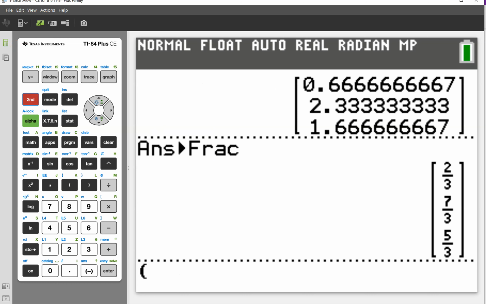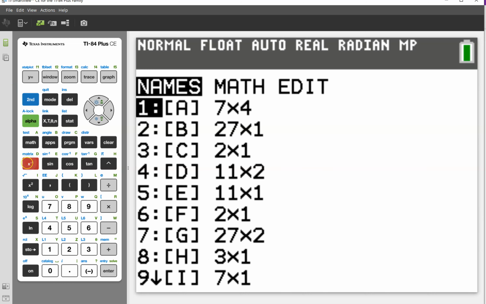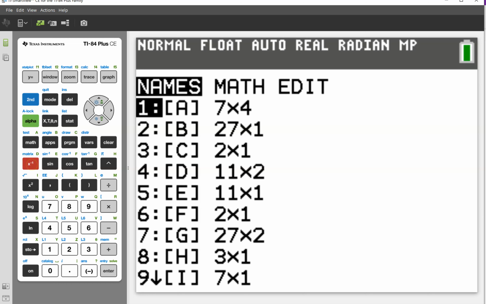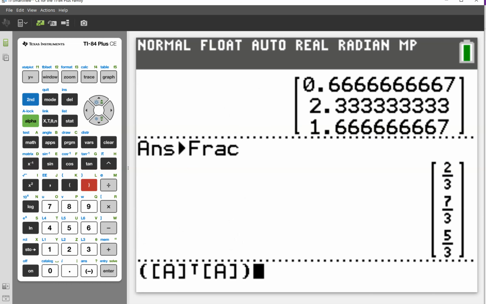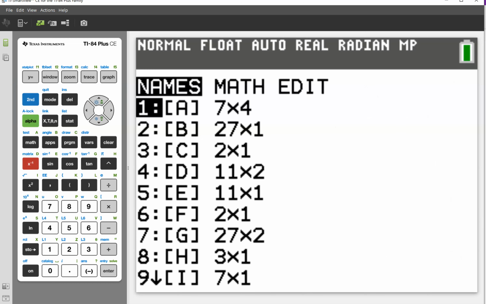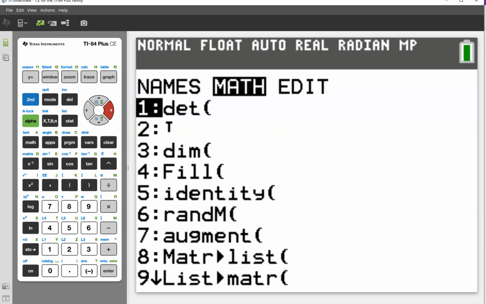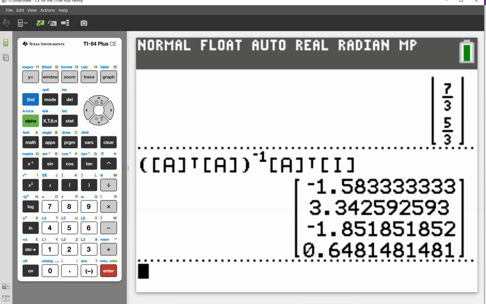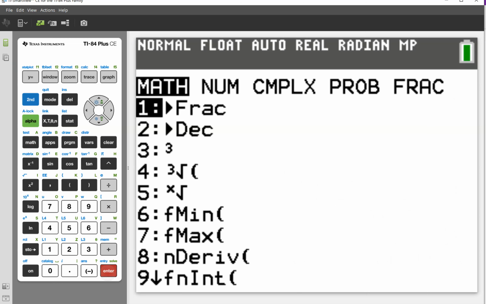We want A. Make sure everything works this time. Transpose A. Oops, I don't need to do that. I can do it that way. Inverse of A transpose times B, which was I, and gives us that. And again, if you really, really want, you can change these to fractions probably.